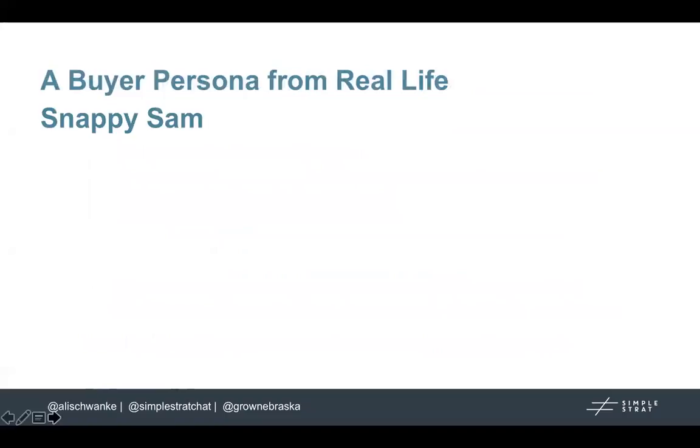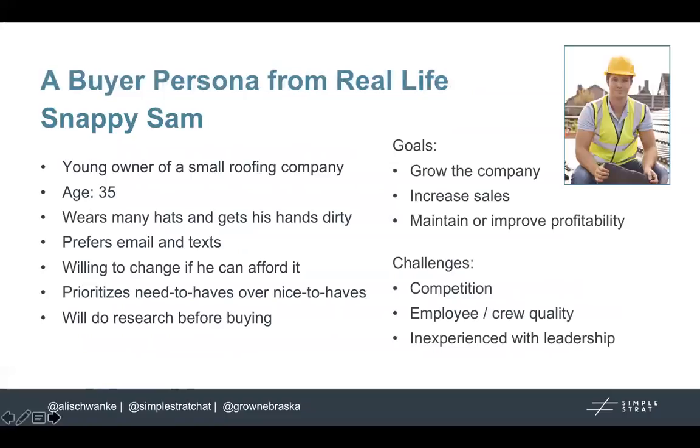So here's an example of a persona from real life. This is Snappy Sam, and this is how we use this, and this is what guides your marketing and then makes all these other hacks that we're going to talk about today much more effective. Snappy Sam is a young owner, about 35. This fourth one, prefers emails and texts. This is a really big deal, because if they prefer email and text, are they going to be open to a campaign where you're calling directly and bothering them during the day? Probably not. They have needs to have versus nice to haves.